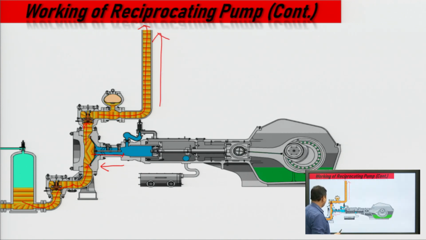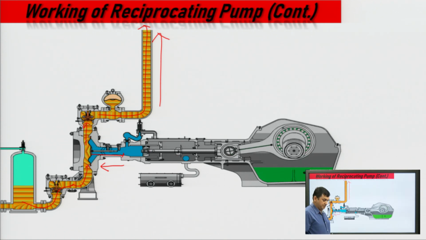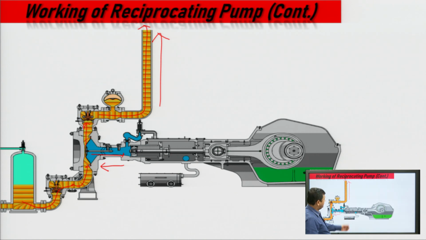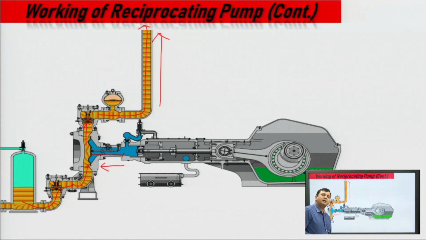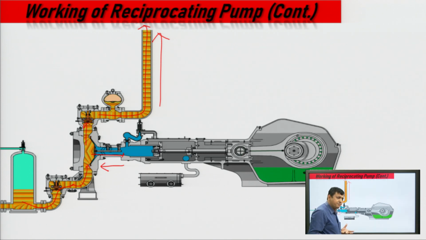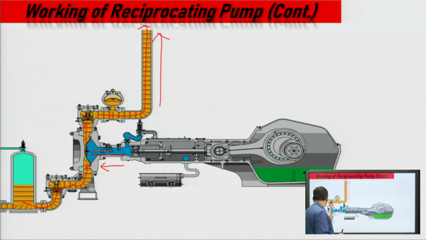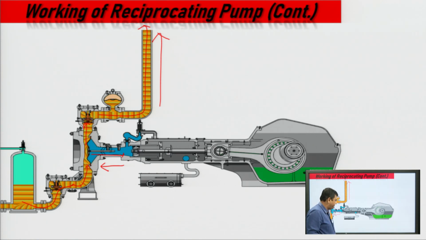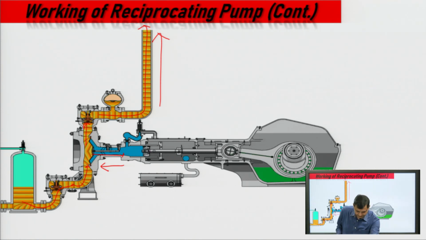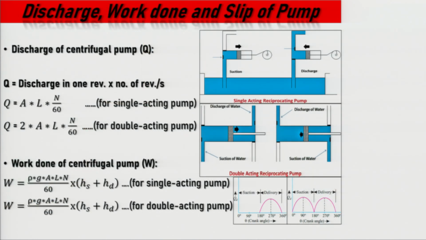So, this is a very good real example, a simulated figure of a reciprocating pump. It shows how the real reciprocating pump works in the real sense, and how the water is lifted. Then, how do you calculate the ultimate objective?